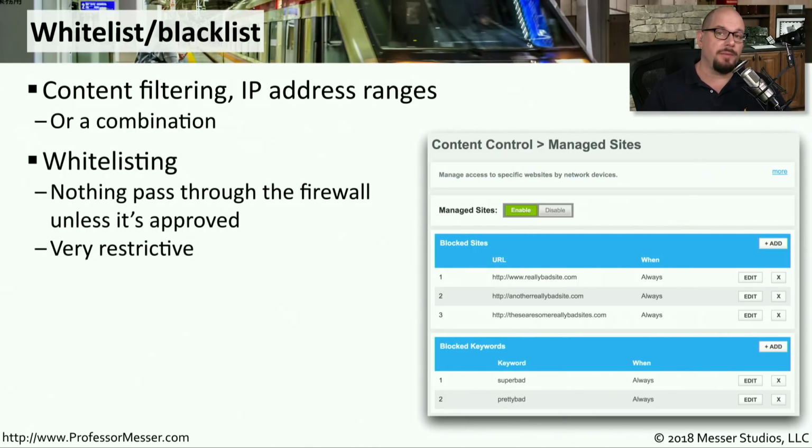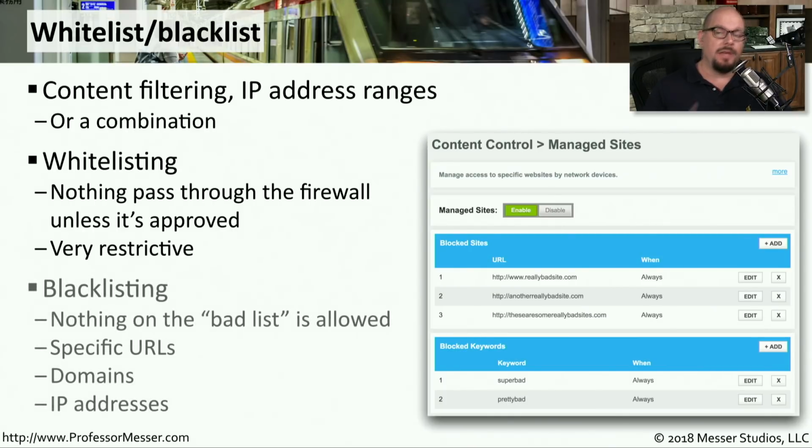One of these is to enable whitelisting. This means that no traffic is allowed through the firewall unless you specifically add the sites that are allowed. The other philosophy would be to blacklist traffic. That means that all traffic would be allowed through the firewall except for specific block sites, URLs, domain names, and IP addresses that are configured in the firewall.